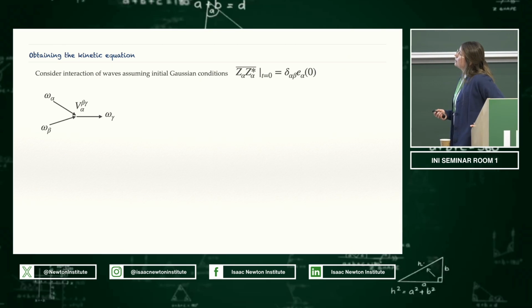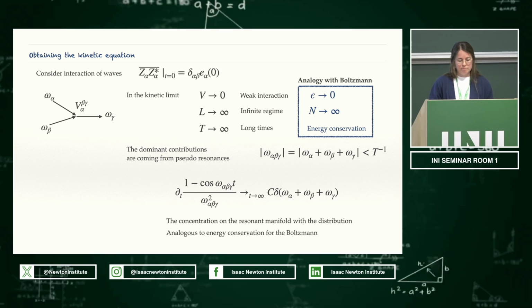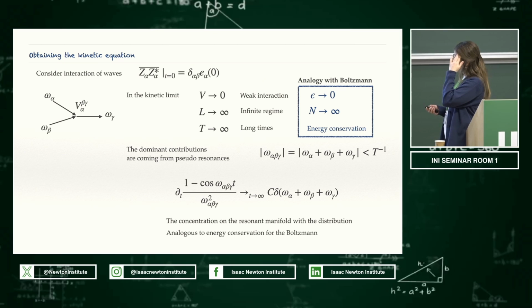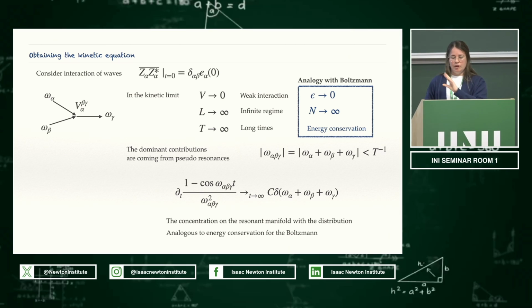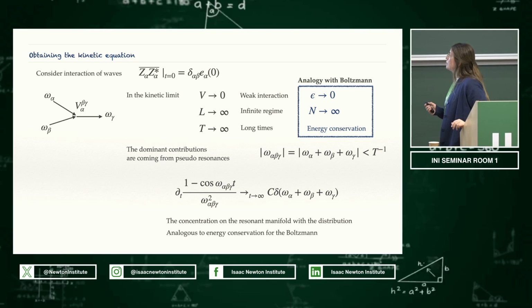Now I would like to write the kinetic equation, and I will do that schematically because the procedure is really similar to the Boltzmann equation. I will consider waves here, and because the nonlinearity is quadratic, the waves are interacting in triads rather than in pairs or four particles like in the Boltzmann equation, and I will take the kinetic limit. So I will take ν to 0, the interaction of the dispersive waves, to 0. This corresponds to taking the diameter of the particles to 0, and I will consider an infinite regime. That corresponds to n going to infinity in the Boltzmann equation.